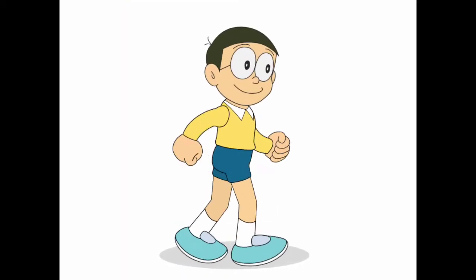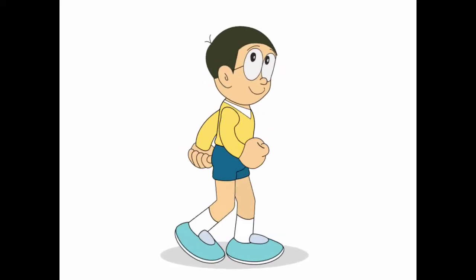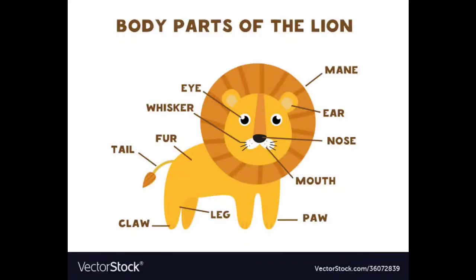Let's show you parts of a bird's body: beak, eye, body feathers, wings, flight feathers, tail, and calves. Let's show you body parts of the lion: eye, whiskers, fur, tail, calf, leg, paw, mouth, nose, ear, mane.